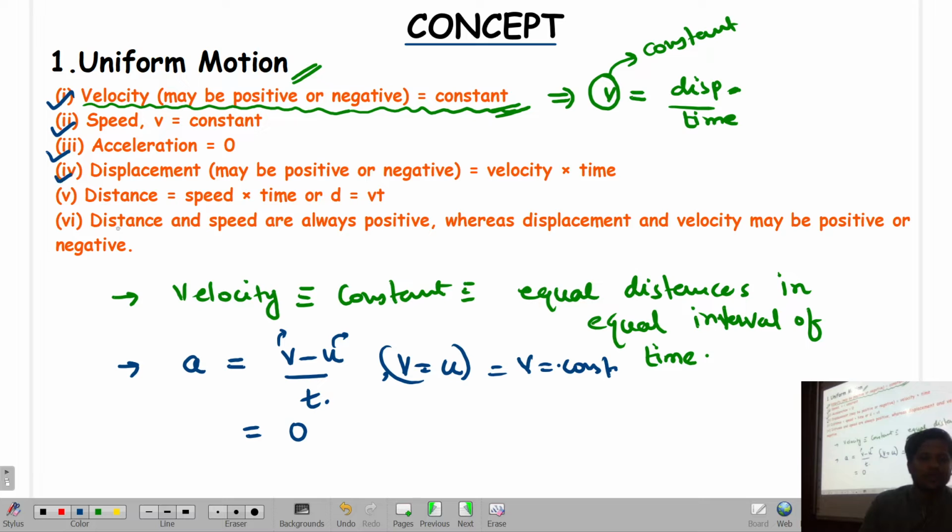So moving to the next point, let us move. Second thing is acceleration equal to 0. Third thing, displacement. As you know, displacement may be positive or negative. So I can write in uniform motion, displacement is equal to how much? Velocity into time. Just velocity into time. What is the formula of displacement for uniform motion? Velocity into time. It will not have other equations.